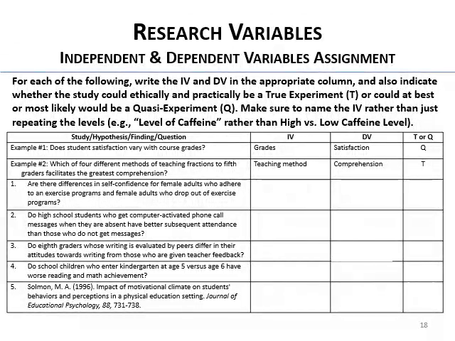Next one: are there differences in self-confidence for female adults who adhere to an exercise program, lovely grammar, and adult females who drop out of exercise programs? First of all, everyone in this study is a female, right? So female is not a variable. So drop that one out. That's not an IV or a DV.